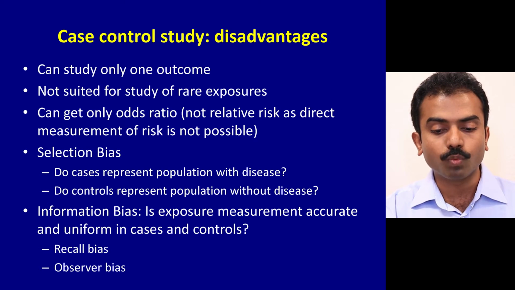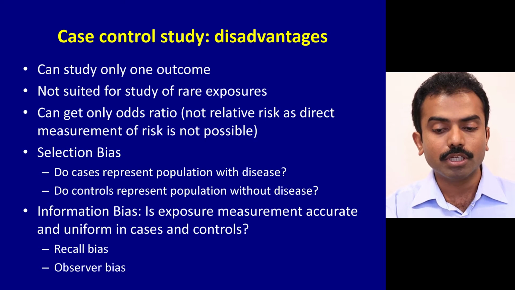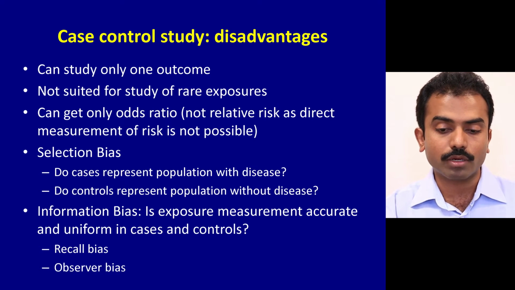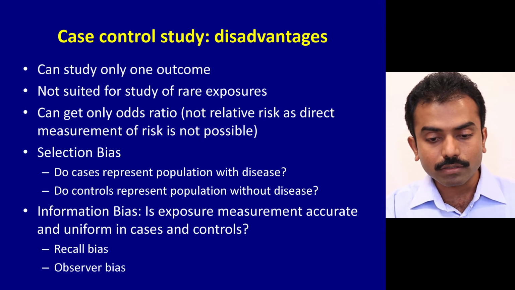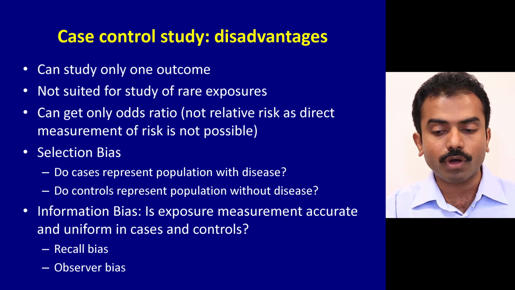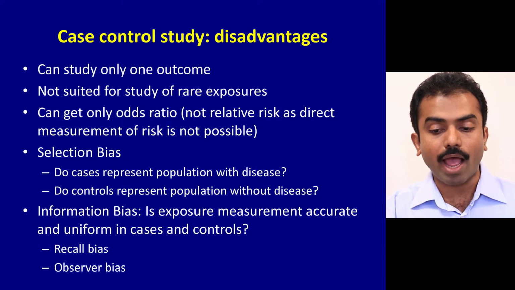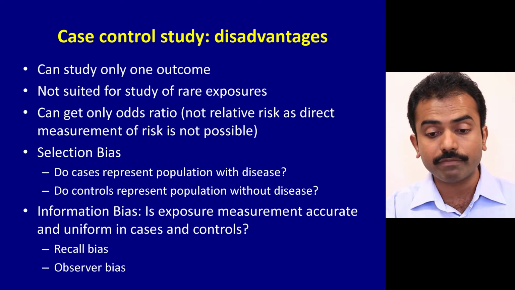So this is something that we have to worry about all the time, and to ensure that controls actually represent people without the disease, or the population, or the study base, which is nothing but the population that gave rise to cases. So are our sampled controls representative of the study base? That's going to be the crucial question, and we'll have to think it through at the design stage to ensure that we have got it right. The other bias is information bias, and there are different kinds of information biases. One of the common ones is recall bias, because we are relying for exposure measurement on the recall of the cases and controls. So the ability of cases and controls to recall certain exposures may be very, very different.